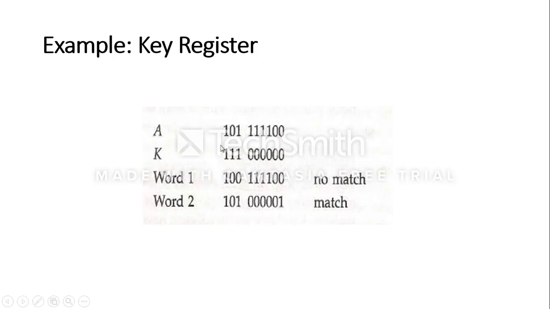Now let us see how to use the key register if you want to perform the mask operation on the content of the argument register. So let's say in the argument register we have these 9 bits, 101 111 100, and these 2 words are available in the associative memory. Now if I specify 111 and 6 zeros in my key register K, then what will happen?